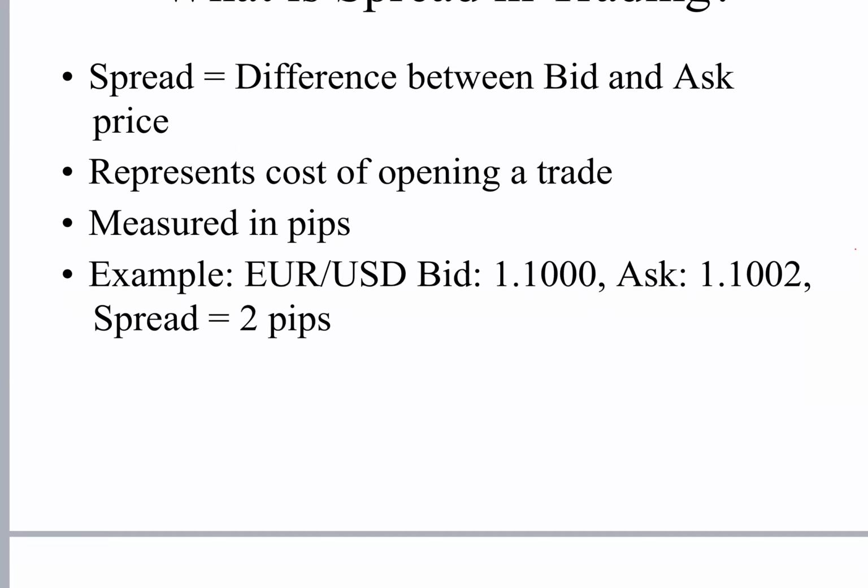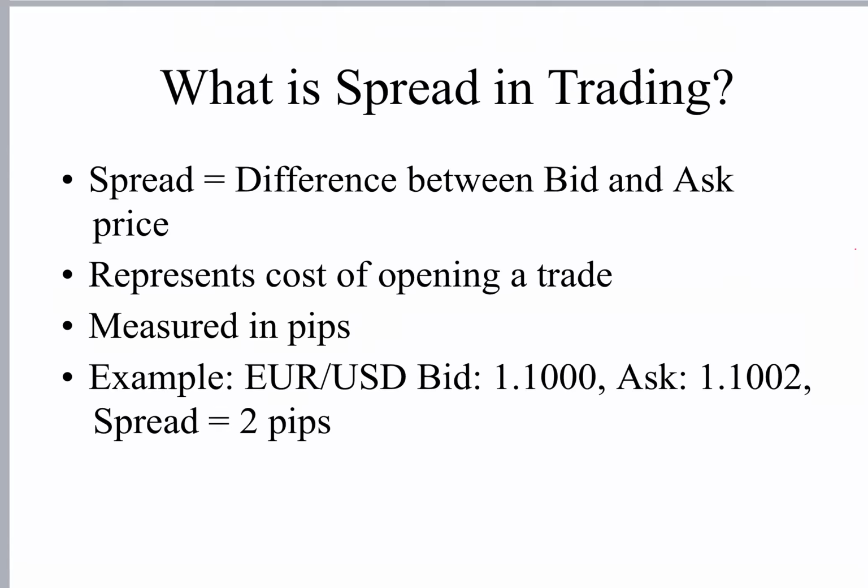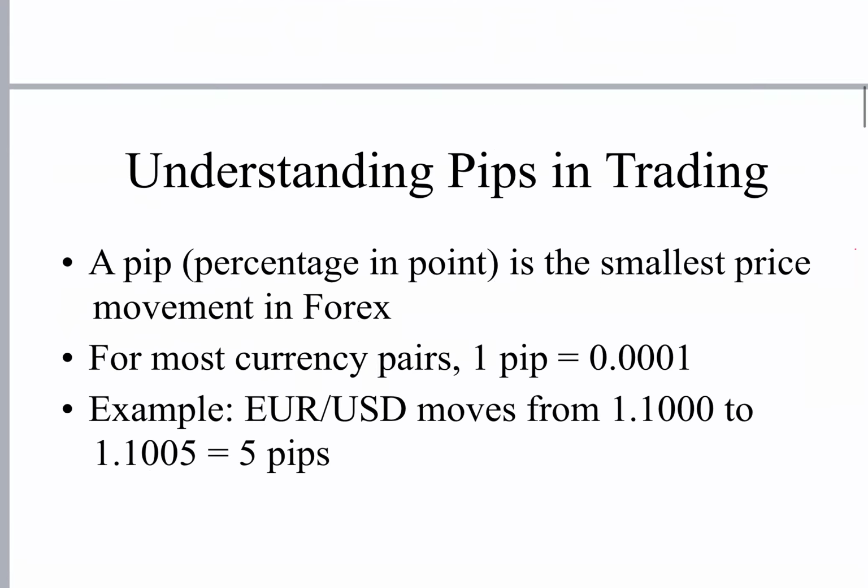Euro USD bid 1.1, ask 1.1002. The difference between this bid and ask is 2 pips. So these 2 pips is the spread, and that spread is the fee of your broker. I hope you are good with that. That's all. Now we are good with spread.